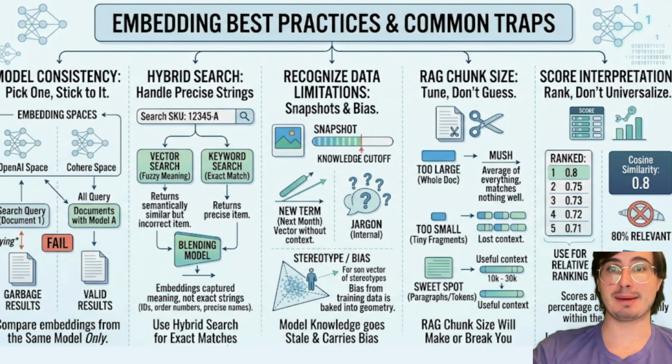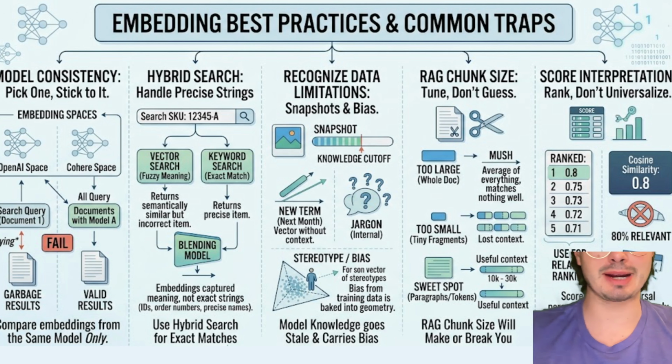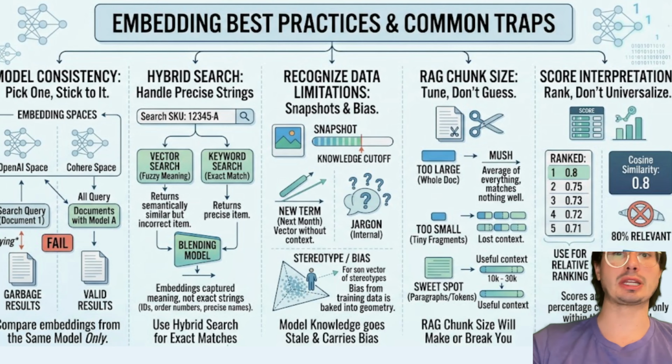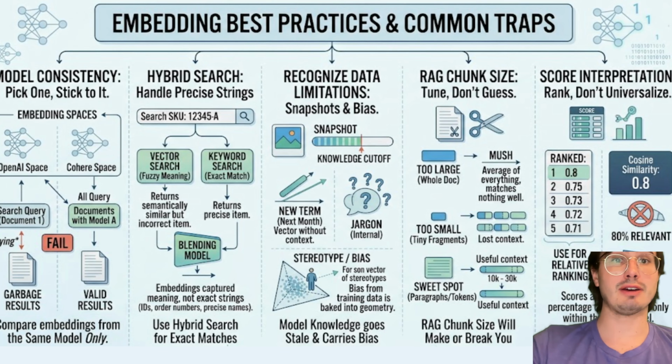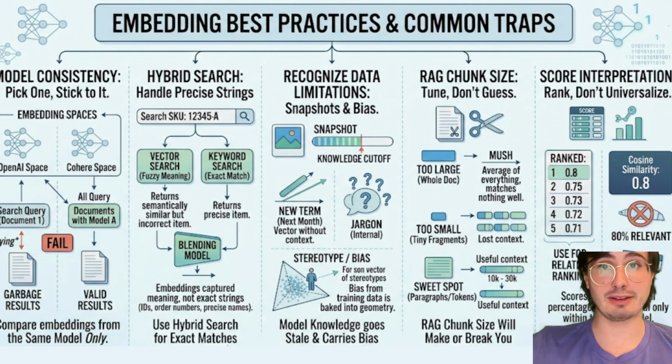Then 2, embeddings are terrible at exact matches. They capture meaning, not precise strings. So if someone searches for an order number, a SKU, an error code, or an exact product name, similarity search will happily hand back things that are semantically close but completely wrong. And so the fix is hybrid search. Run old school keyword matching alongside your vector search and blend the results, meaning vectors for the fuzzy stuff, exact matching for the precise stuff.